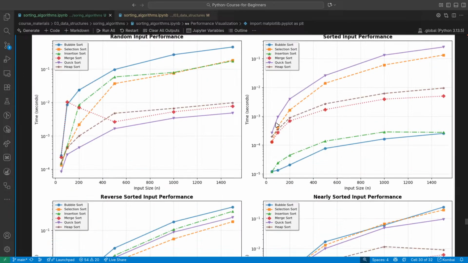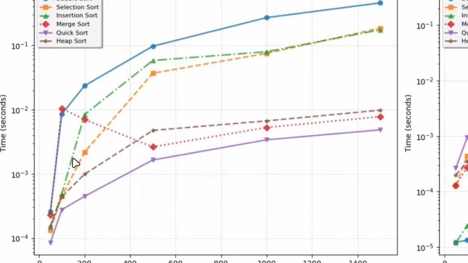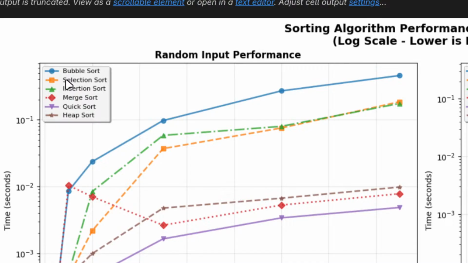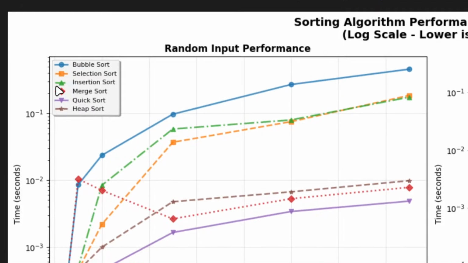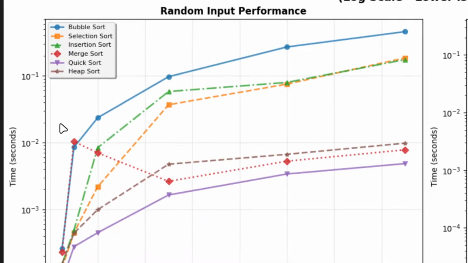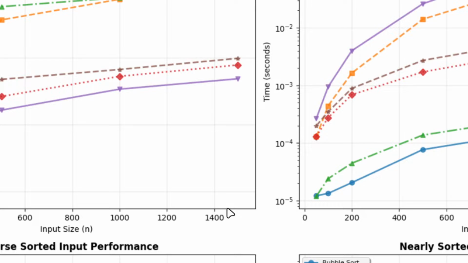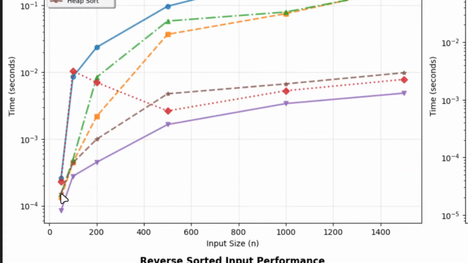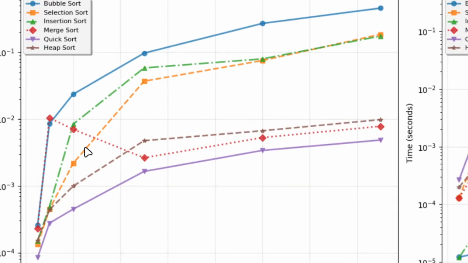Now, this is another chart which is very important for you. This is a performance chart where you have random input performance. Here you will find that we are comparing different comparison based sorting algorithms: bubble sort, selection sort, insertion sort, merge sort, quick sort, and heap sort. As the input size grows larger, you will see that quick sort stays relatively consistent with n log n, but something weird is happening here.